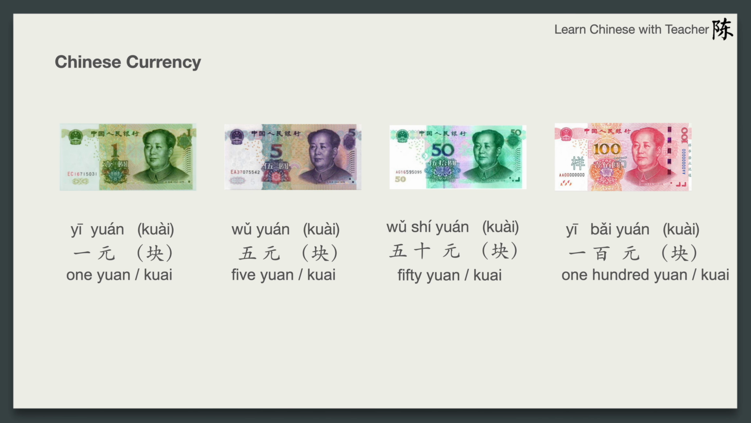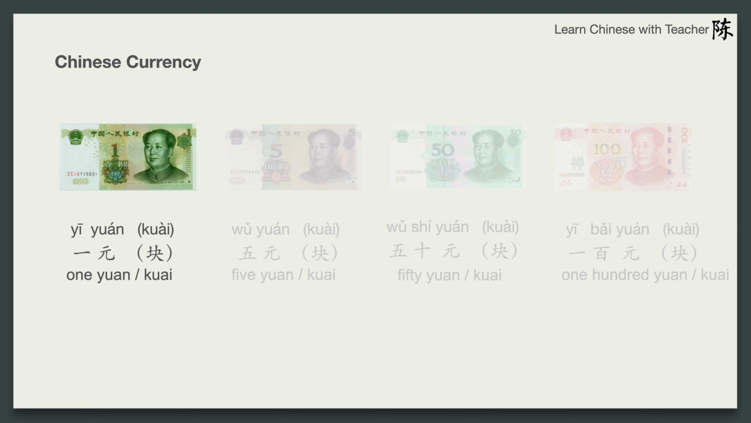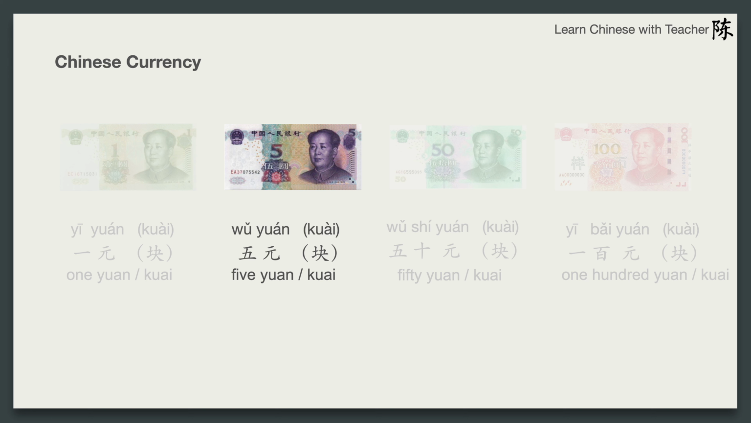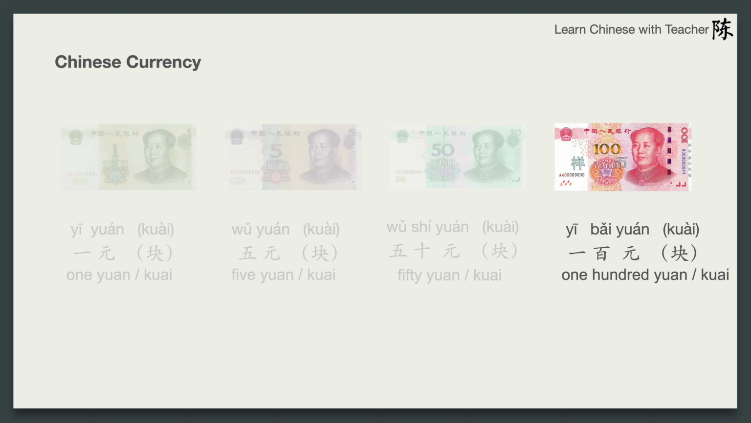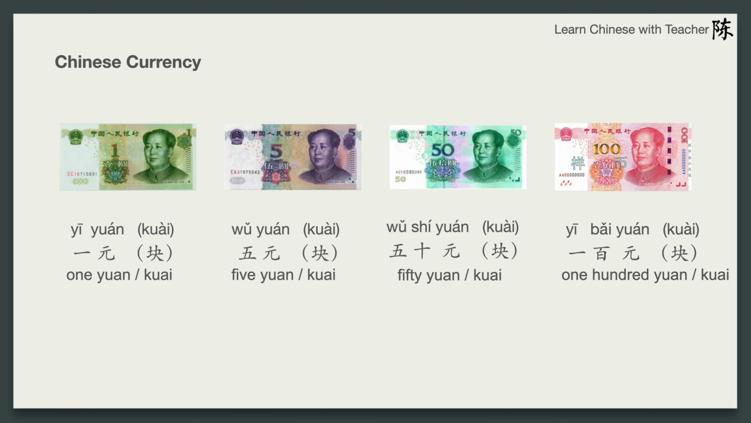Chinese currency, 中国的货币。The official unit of Chinese currency is yuan, but in spoken language, we also use 块。请跟我读1元或者1块，5元或者5块，50元或者50块，100元或者100块。Pretty easy, right? Okay, that's all about Chinese currency.